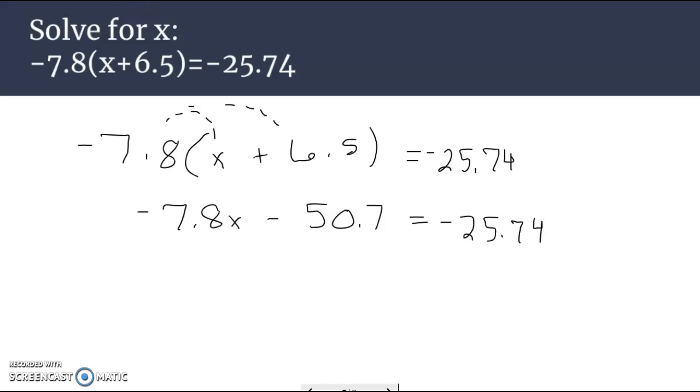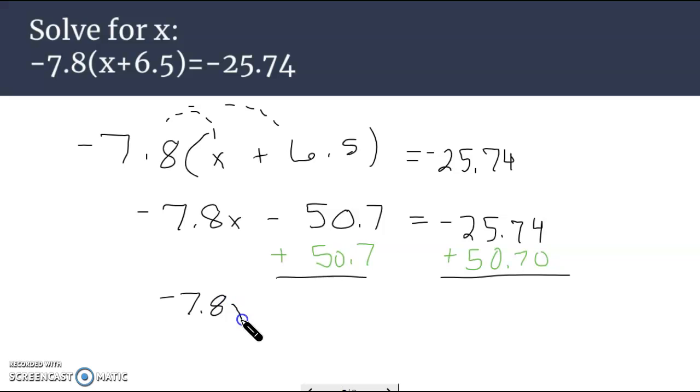Alright, notice what's happening to the variable now. It's being multiplied by negative 7.8. We're also subtracting 50.7. Let's do the opposite of subtract 50.7. Let's add 50.7. Add 50.7. We're left with negative 7.8x.